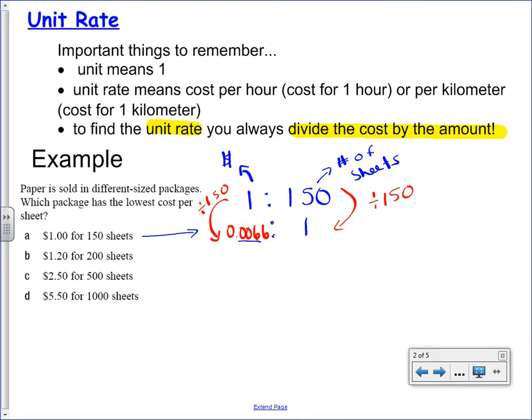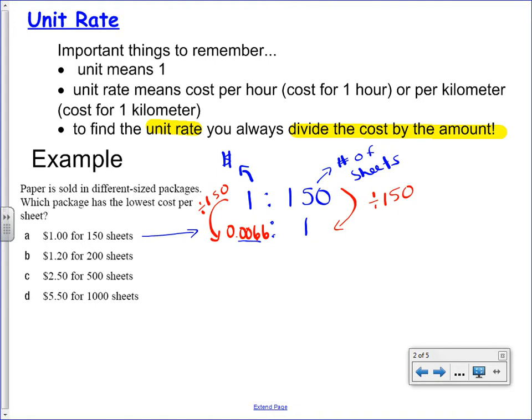0.0066. Okay, so what I want you to do when you get a weird number like that, you should get 0.0066 because it's telling you it costs less than a penny for one sheet of paper. That kind of makes sense. I'm then going to do this for the rest of the three.